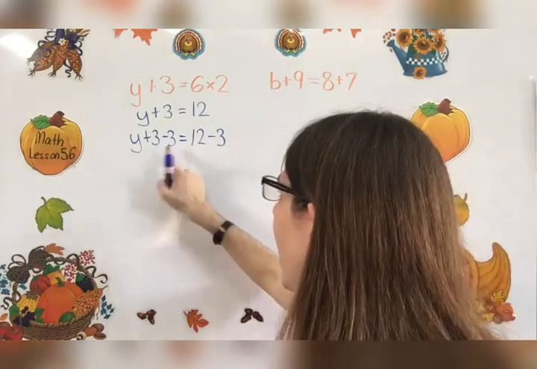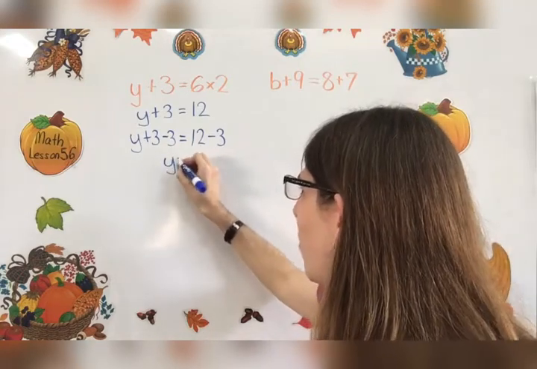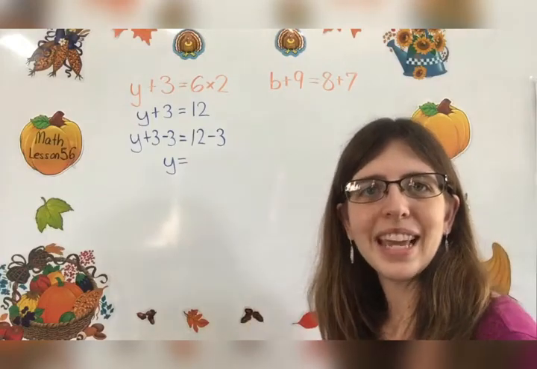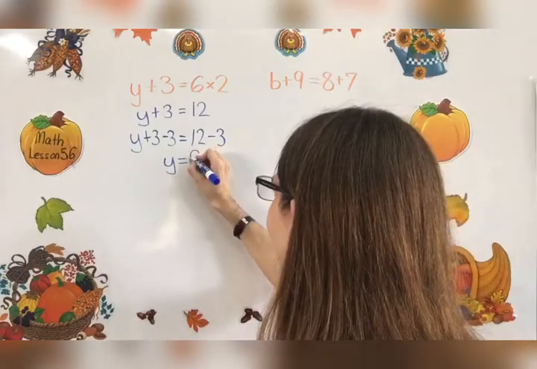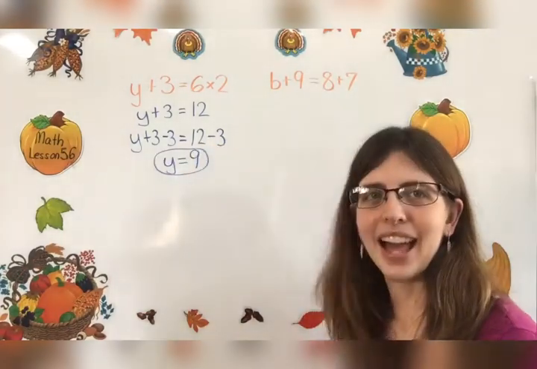I have to subtract 3 from this side too. So 3 minus 3 is 0. So that leaves me with just y. Y is by itself. 12 minus 3 is 9. Good job. So that means y equals 9.